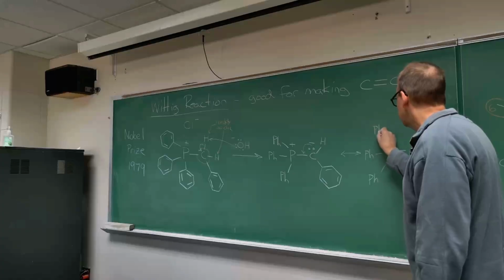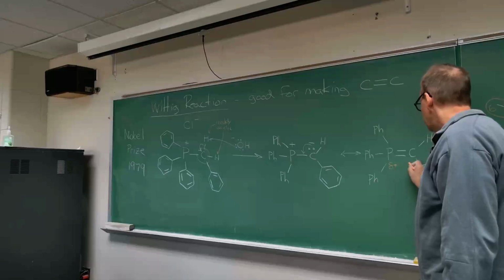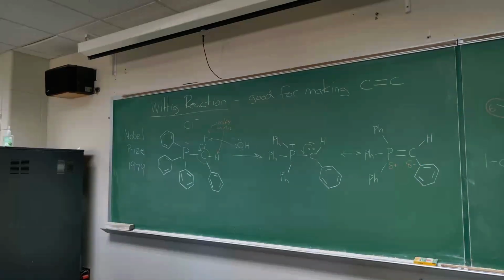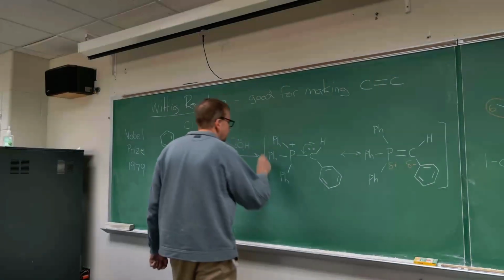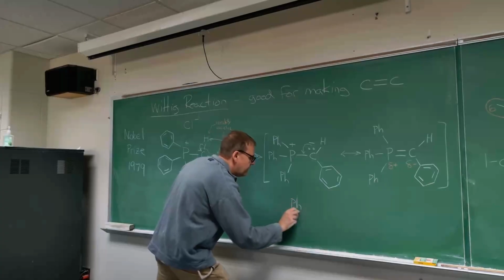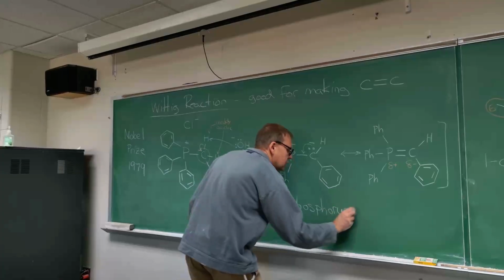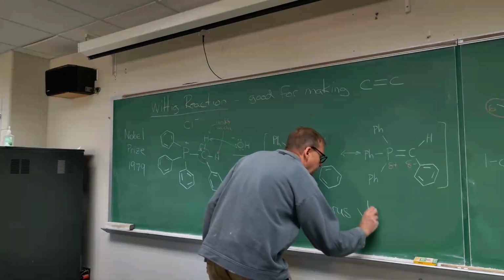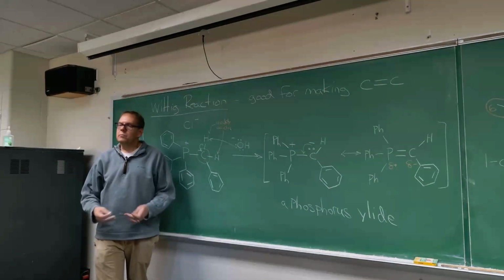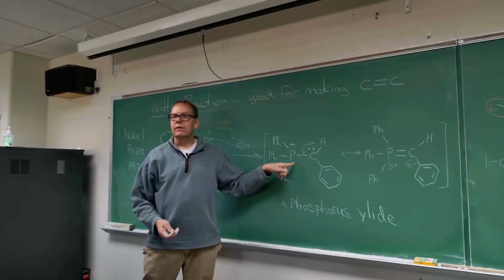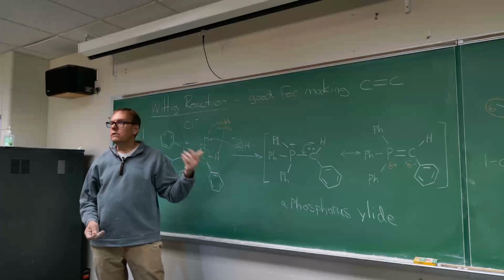It's a phosphorus that has a lot of partial positive charge on it, and a carbon that has a lot of partial negative. And collectively, like I said, these are resonance structures. This is something called a phosphorus ylide, spelled Y-L-I-D-E, pronounced ylide. And what that means is it's a molecule that's got a positive and a negative in it adjacent to each other like this. And that's the intermediate that you need to do the Wittig reaction.